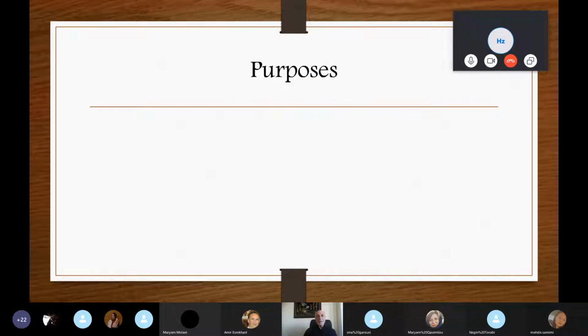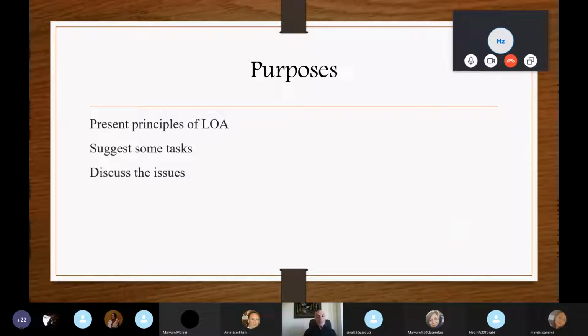Now, the purpose of my talk, it's not a talk, it's a kind of informal conversation for me. But I'll try to accomplish a couple of things. One is I would love to talk about the principles of learning-oriented assessment and new development in teaching and learning. Then I'll suggest some practical tasks for teachers that I tried in my classes and they worked. And then I will leave the floor to you guys if you have any questions regarding the points and issues we discussed here.